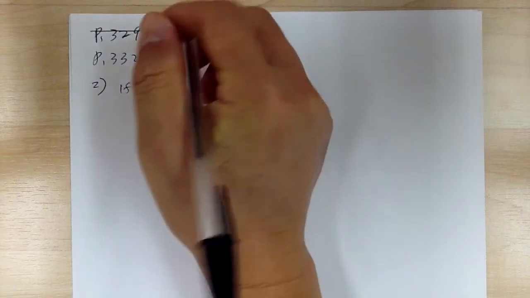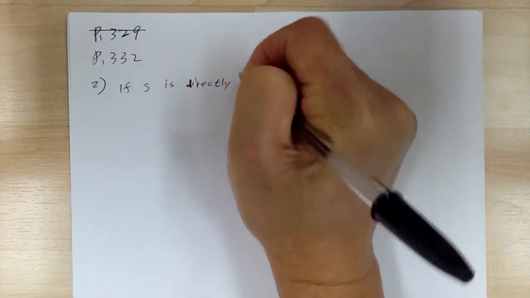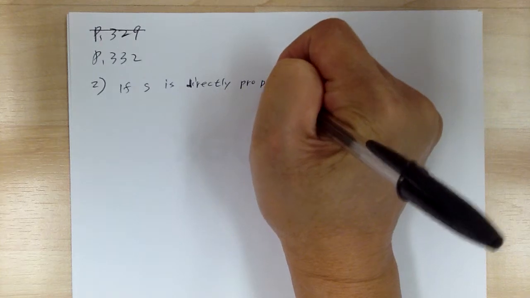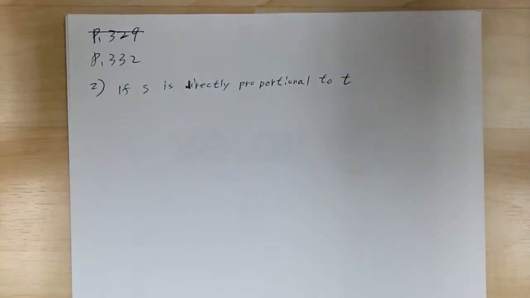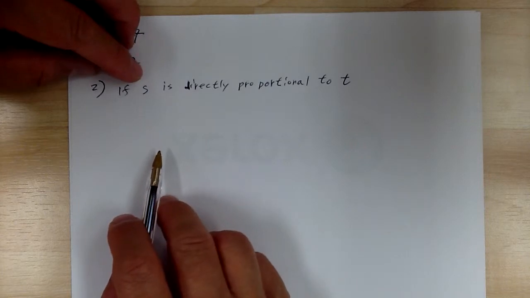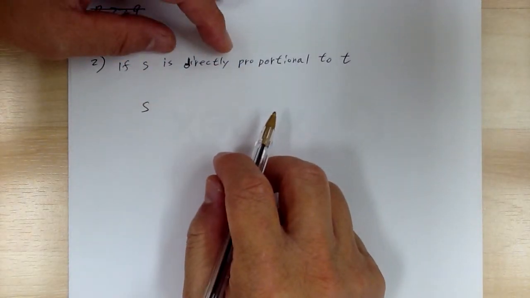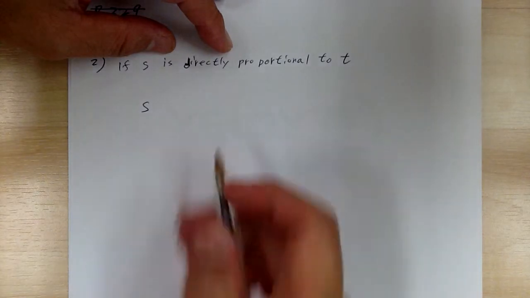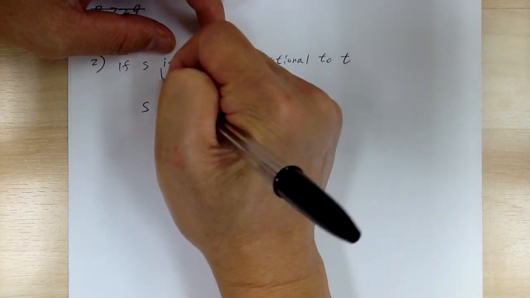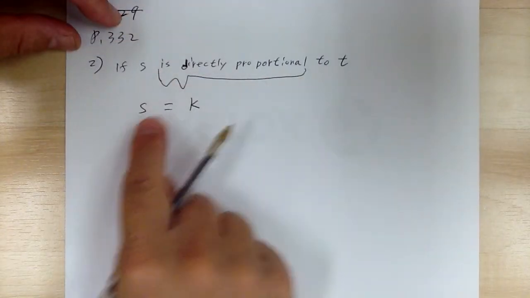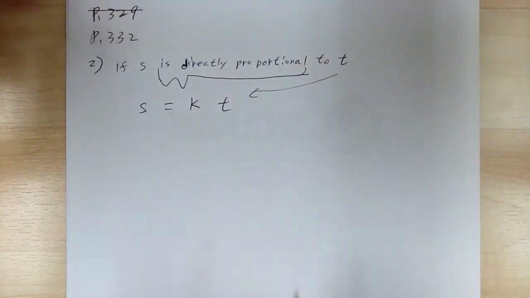This is kind of review from your Algebra 1. The way you translate is just write down exactly what it says. So write things down as you read. S means S. Now it's directly proportional, or proportional. All that means is equal to K times something. As soon as you see that, you write down equal to K times something, and T would be T. So that's how you translate.